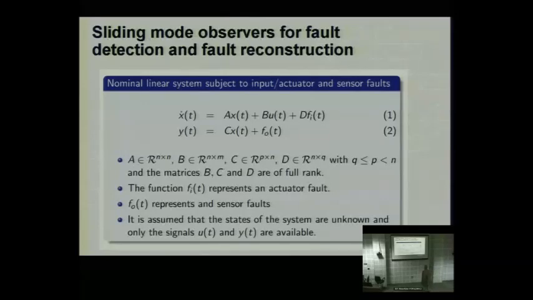So the only thing for our fault detection that we're going to do this afternoon, we're going to assume we know the outputs, that we can measure something. And we're going to assume that if there is an input signal that's driving the system, that we know what it is. So we assume we know the input and we know the output.